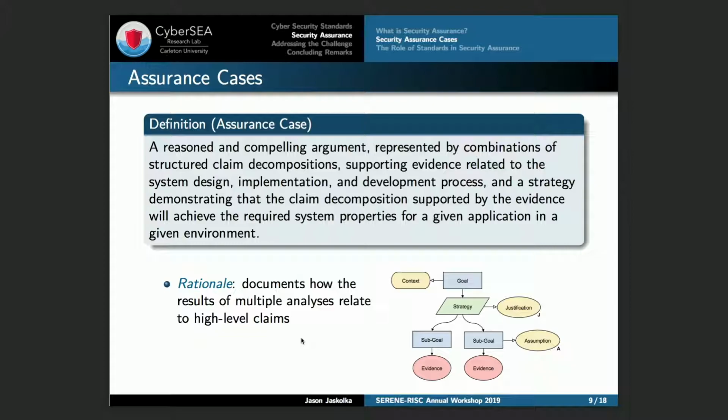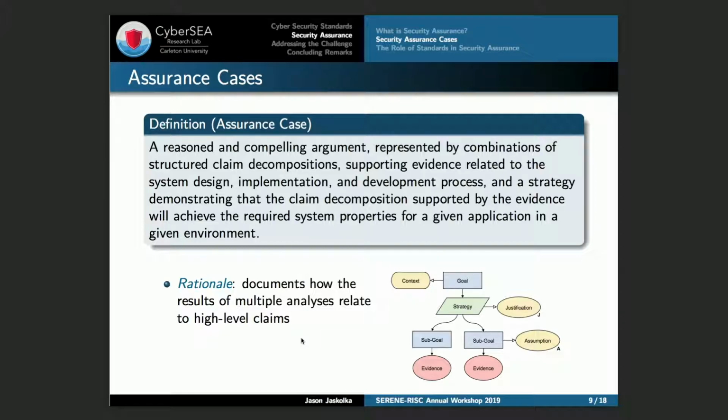So one of the ways in which we can actually bring all of this together is through what we call an assurance case. And what an assurance case is, basically, is the structured argument that you would have to convince someone that the system you developed is secure. So what assurance cases are particularly useful for is that they actually capture the rationale for how multiple analyses that you've conducted come together to relate to high-level claims about your system.